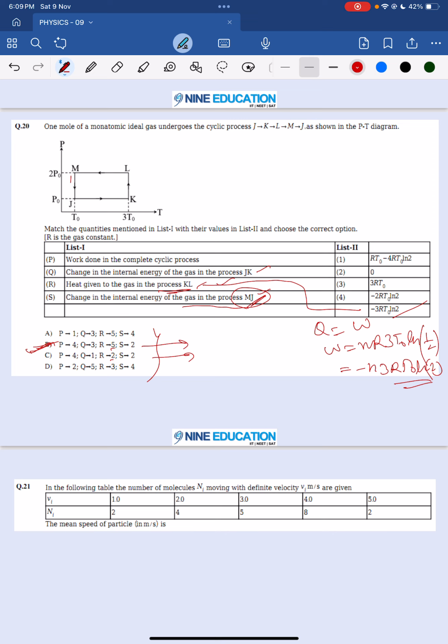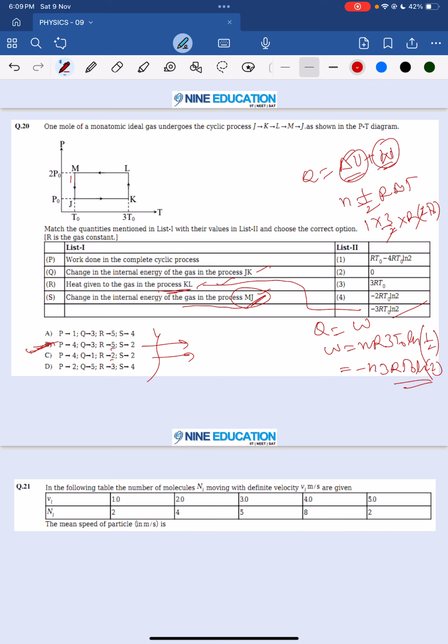They are asking the change in the internal energy of the process JK. So change in the internal energy. Sir, to find internal energy, what do I need to find here? Q equals ΔU plus W. Do I know the work done, do I know ΔU? Sir, ΔU you can calculate, nf by 2 R ΔT. How much is it here? This is 1 mole, so it is going to become 1 into 3 by 2 R. And what is the change in temperature? 2T0, so it would be basically 3RT.